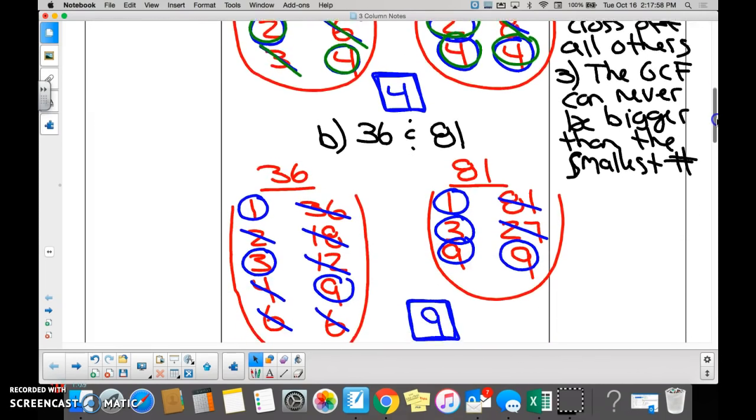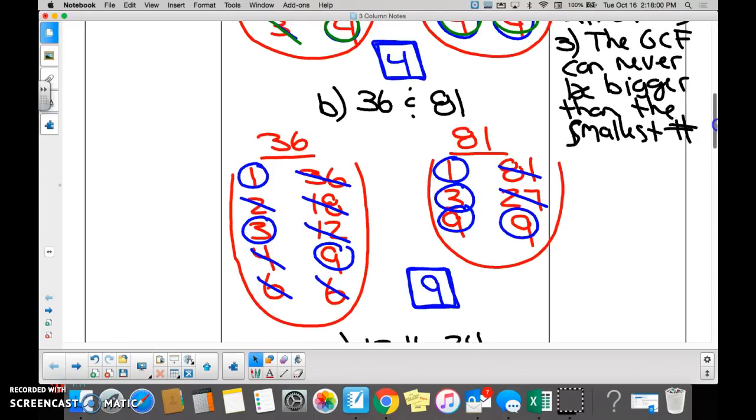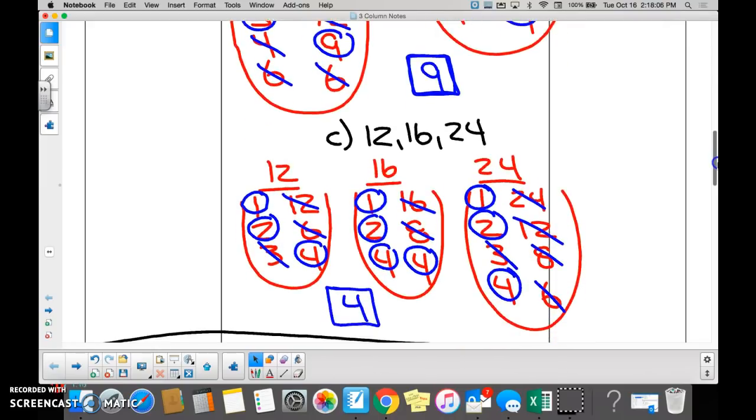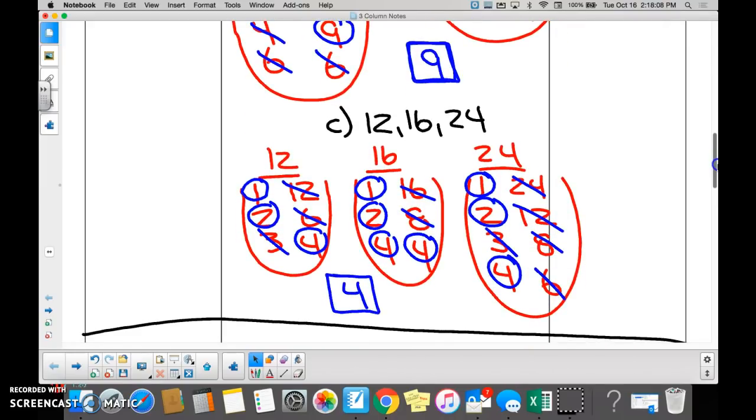Number 2 is the same type of problem. Using the smiley face method, we crossed off the ones that did not have commonalities. We circled the ones that did, came up with 9. And then letter C just shows you that you can do this with more than 2 numbers. Please keep in mind that 12, 16, and 24, 12 has a 6, and 24 has a 6, but does 16 have a 6? No. So it has to be all 3 or all 4 or all 5, however many you are trying to calculate, find the GCF. They all have to be part of it.